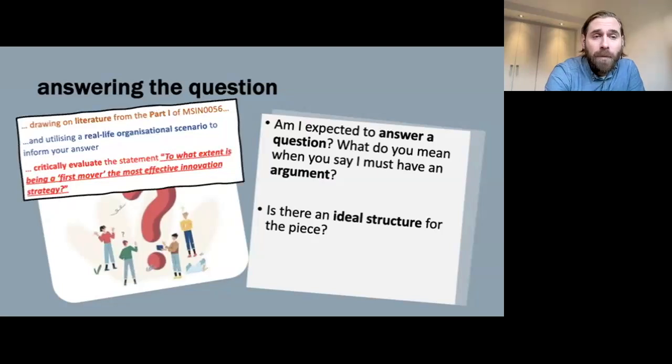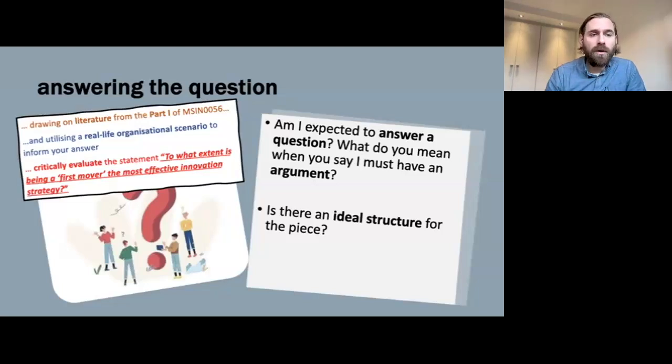Drawing on literature from part 1 of innovation management. So we know that it has to draw on literature. That is a key part of it, and that is the first thing that we say. So we know that has to be a key focus, is a literature and theory heavy approach to it. And it's got to be from part 1, which generally includes lecture 2 and lecture 3, maybe a little bit from lecture 1, but mainly lecture 2 and lecture 3, that narrative.